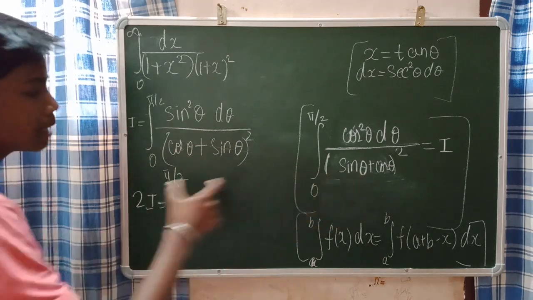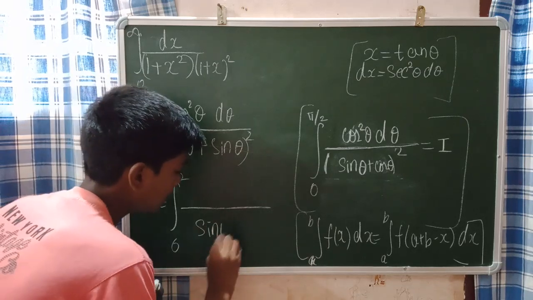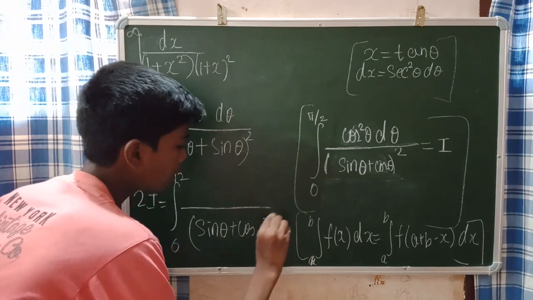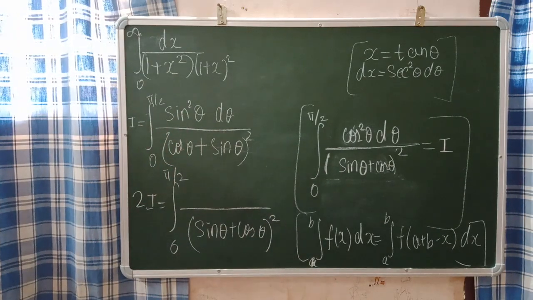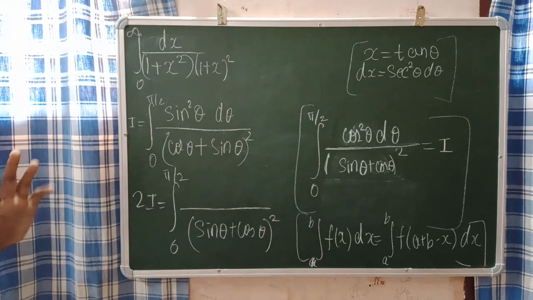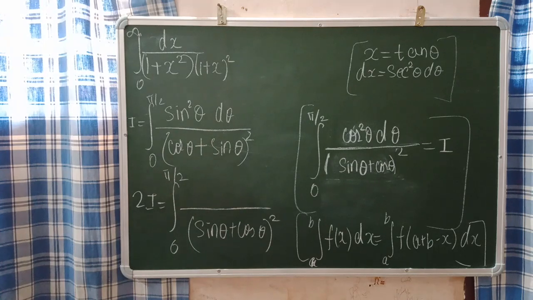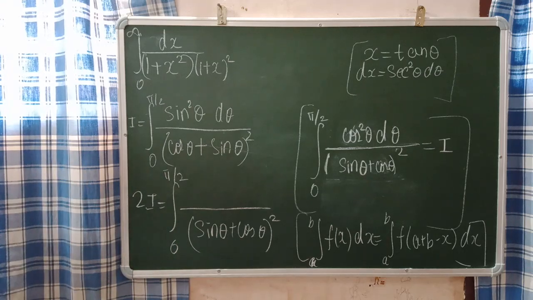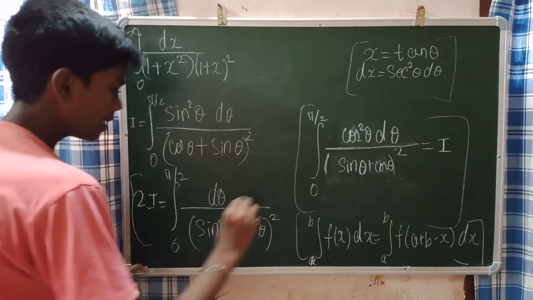So the denominator is same, na? So the denominator I can write as sin theta plus cos theta whole square. Because the denominators are same, so it's like fractions. Now when I add the numerator, I will get sin square theta plus cos square theta. What is sin square theta plus cos square theta? 1. Pythagorean identity. You should remember, guys, it's very important. Sin square theta plus cos square theta is 1. So I can directly write it as d theta. So this is what you will get when you add these two integrals.